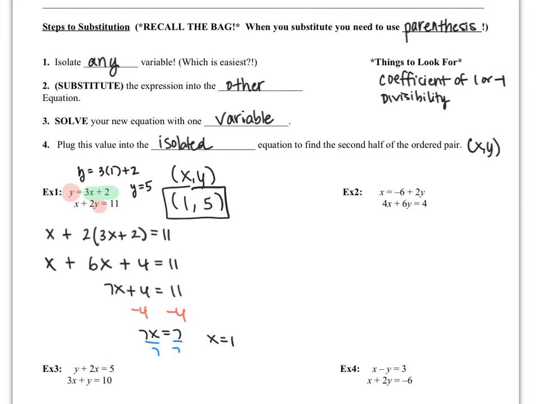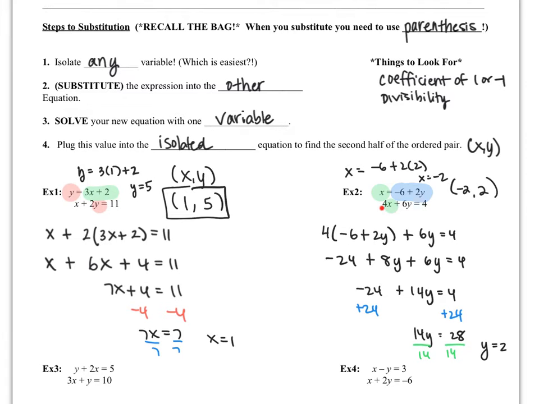The thing that I want to point out to you is that x is already isolated, and x equals -6 plus 2y. And so what this means is that everywhere you see an x in the second equation, which is here, you can replace that with negative 6 plus 2y. Pause the video, press play when you're ready to check your answer.